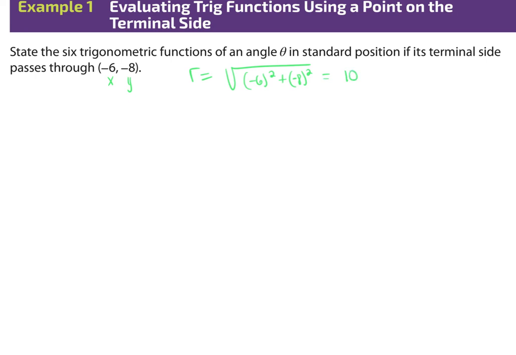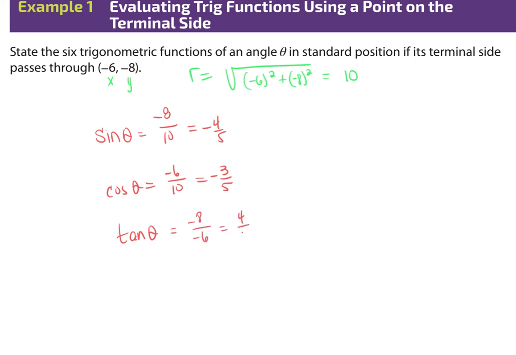Now I just fill them in. I mean, literally just fill them in. My sine is going to be Y over R. And of course, you do want to reduce them. Cosine, X over R. Tangent is Y over X. And then you just flip them, right? To do the other ones, that's pretty straightforward.